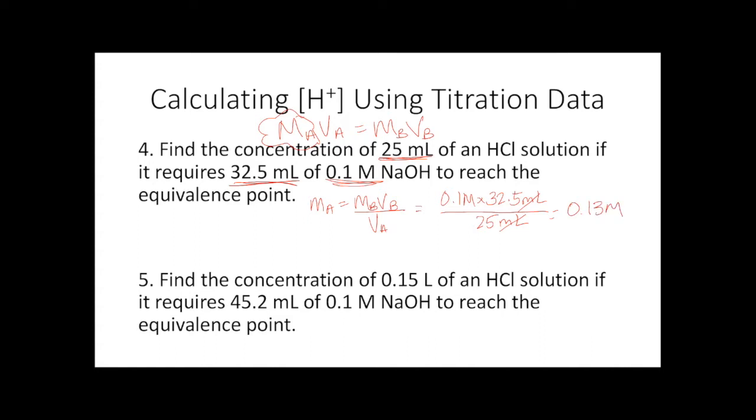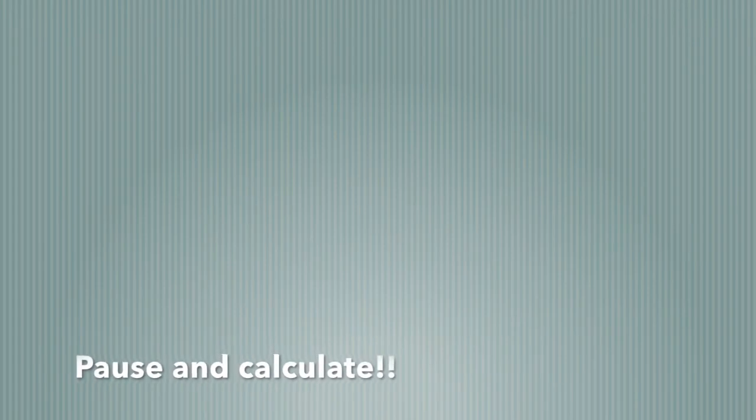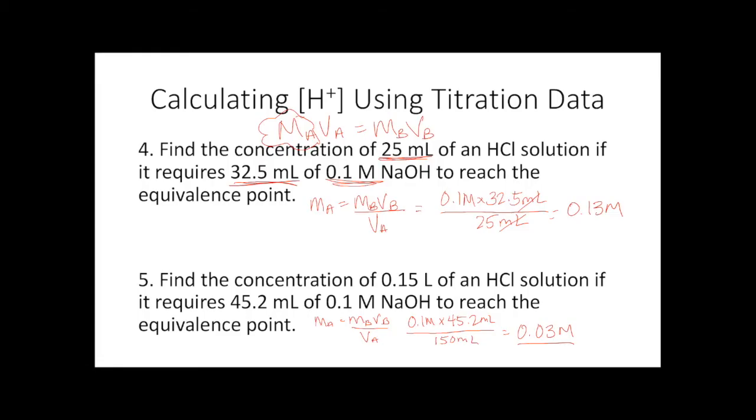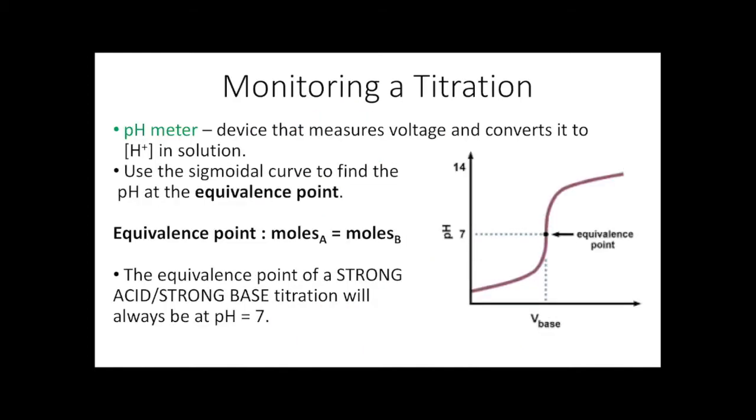It's as easy as that, guys. MA VA equals MB VB. Try 5. Let me know what you get. There's the answer to 5. I had to change my liters to milliliters. But there it is. Easy. No sweat.